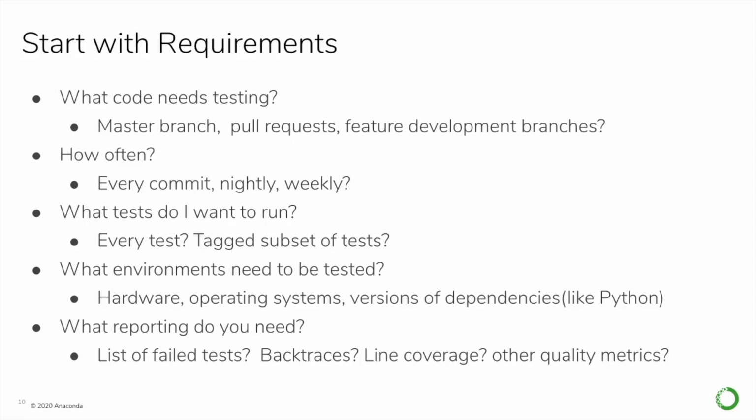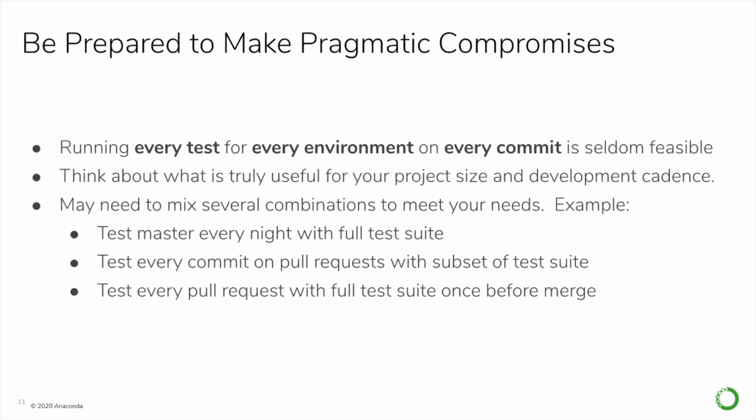These are all things you should think through. Now, once you've thought through all of that and made your laundry list of requirements, you should recognize that you are going to have to make some pragmatic compromises, because what you want is probably not achievable. Running every test for every environment on every commit is just not going to work and has some negative trade-offs in itself. So you should really think about what's actually useful for your project, with the number of developers and how fast features are being developed.